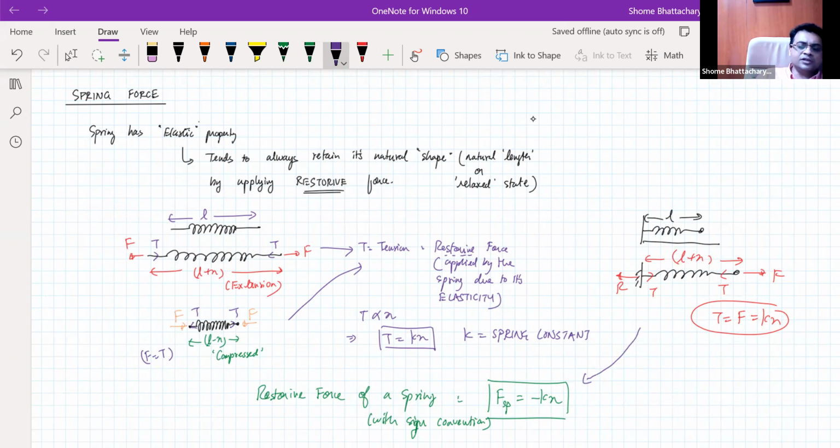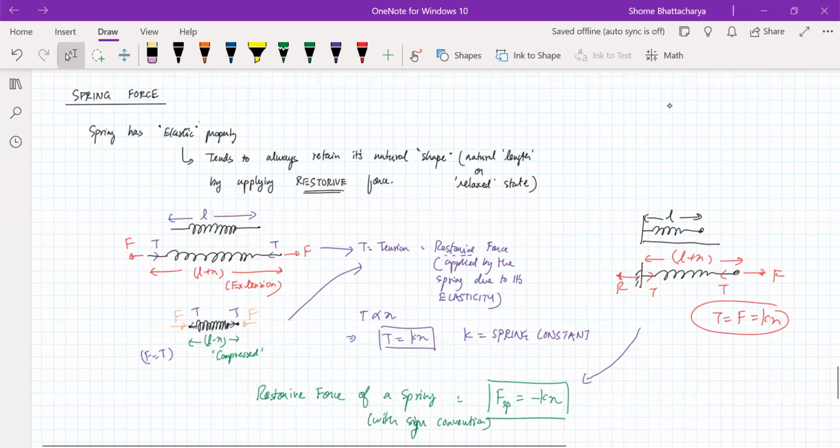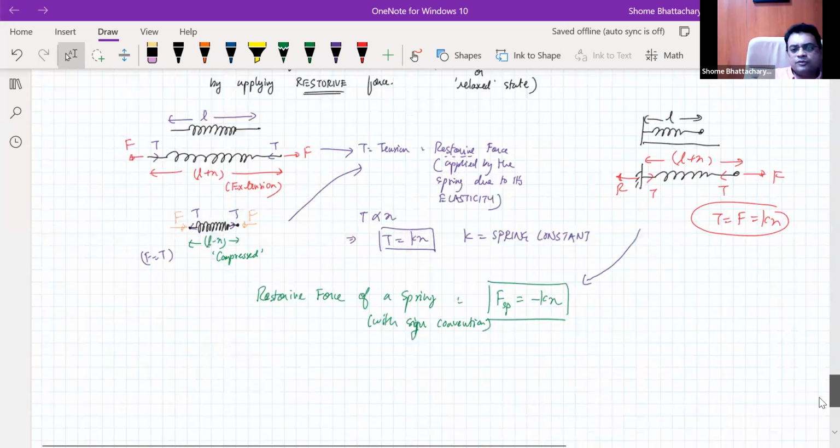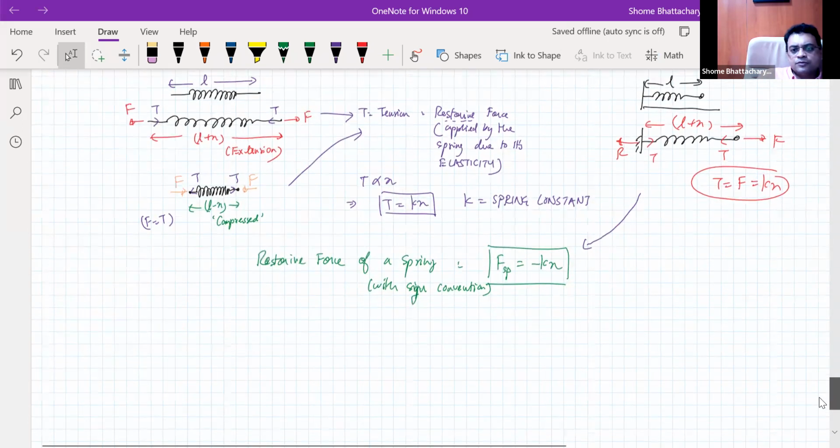So if x is outwards because the spring is extending, then the force is inwards. Whereas if x is inwards because the length is decreasing, then the force is outwards. So that is the meaning of the term restorative. The minus sign captures that statement that it's a restorative force, which is proportional to displacement or proportional to the amount of deformity. Okay, so this is about spring force.